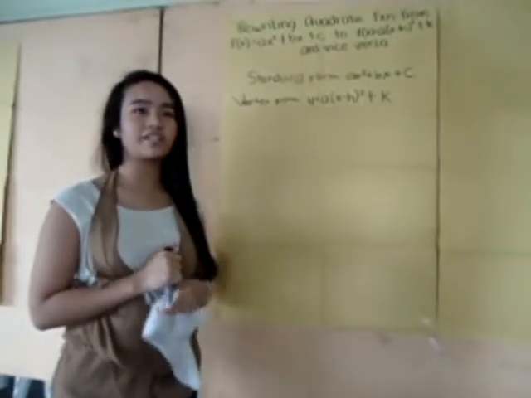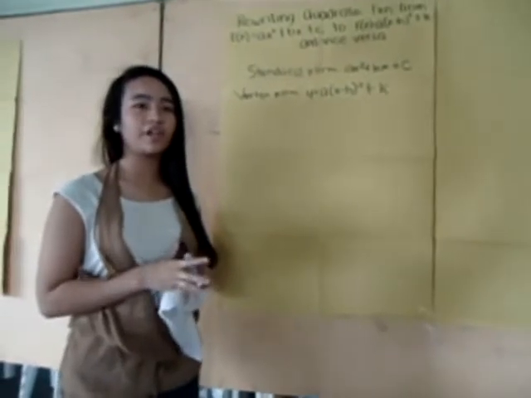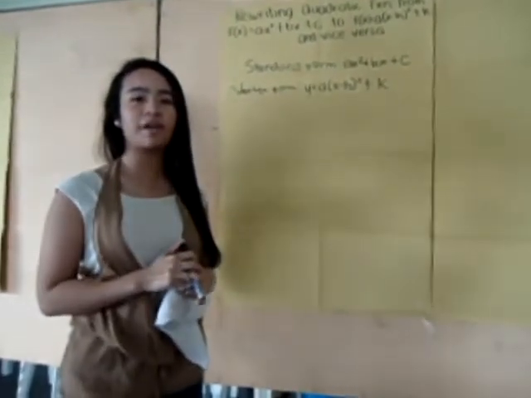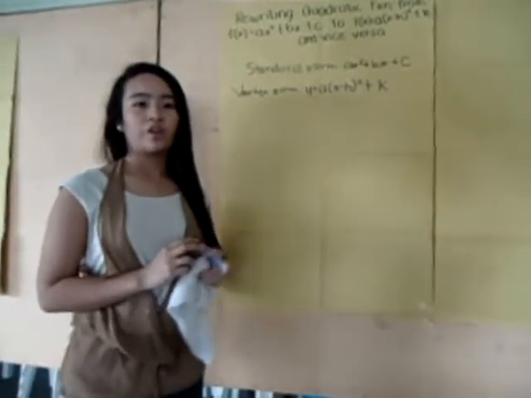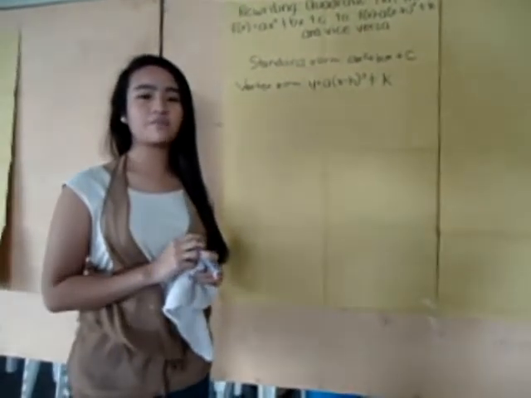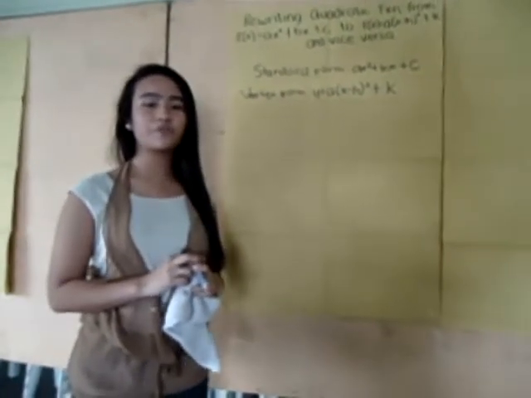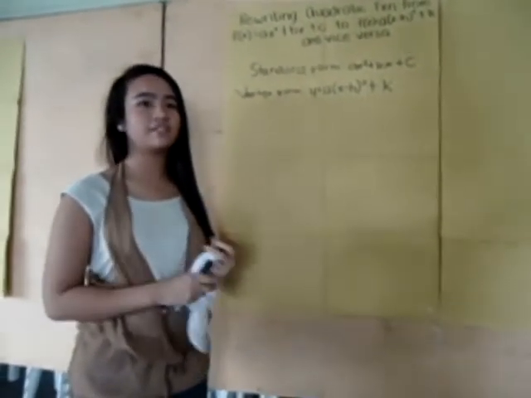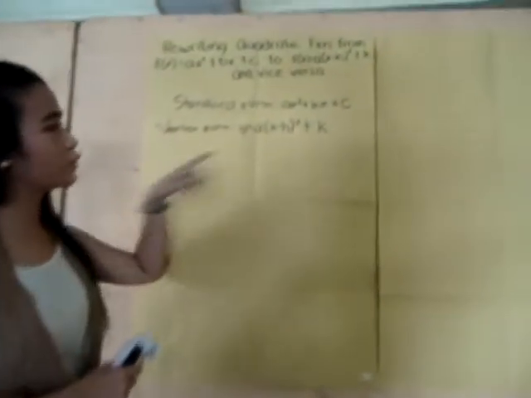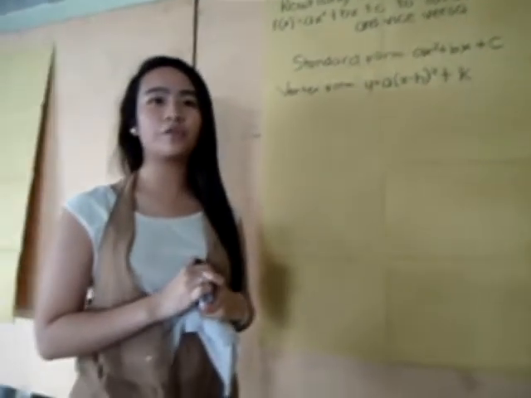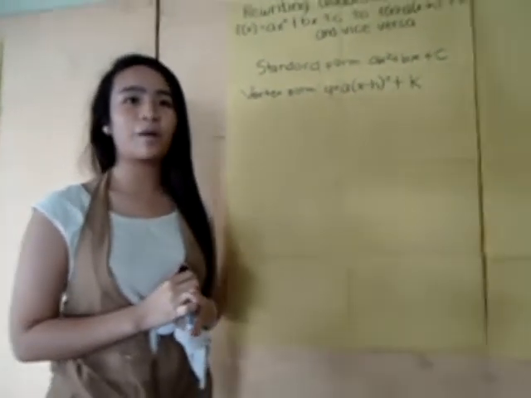Now, let's go to our next topic, which is rewriting the quadratic function from f of x equals ax squared plus bx plus c to f of x equals a times x minus h squared plus k, and vice versa. The equation for a parabola is usually written in standard form, ax squared plus bx plus c, where a, b, and c are constants.